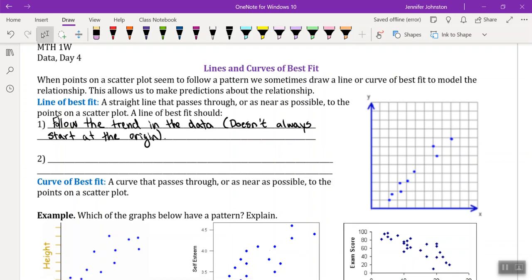Another thing that we want our line of best fit to do is to go through as many points as possible. And then we also want to have the same number of points above and below this line.